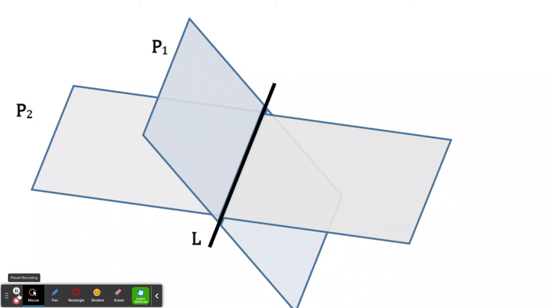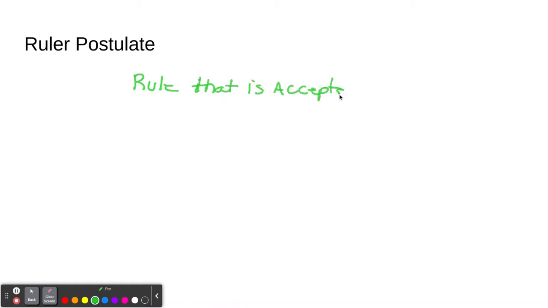All right. And now we come to postulates. Let's get a clear page going. And the first postulate, postulate 1, is called the Ruler Postulate. So first of all, what are postulates? Let's put a definition down. Use green, why not? So a postulate is a rule that is accepted without proof.